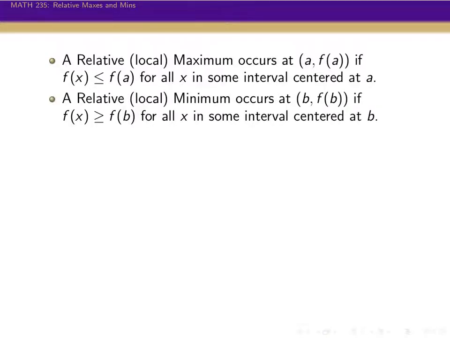So a relative or local minimum occurs at b, f(b), if f(x) is greater than or equal to f(b) for all x in some interval centered at b.